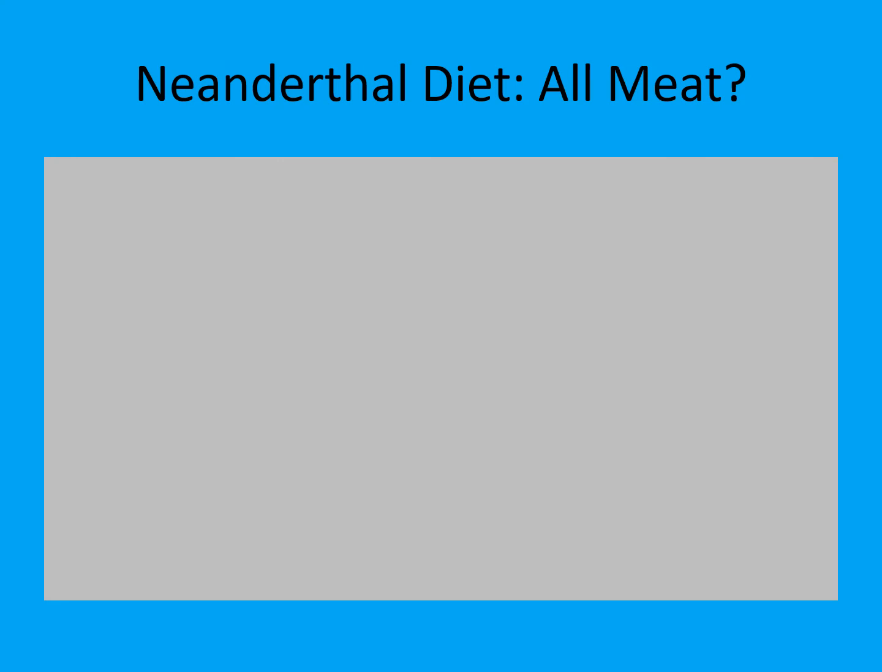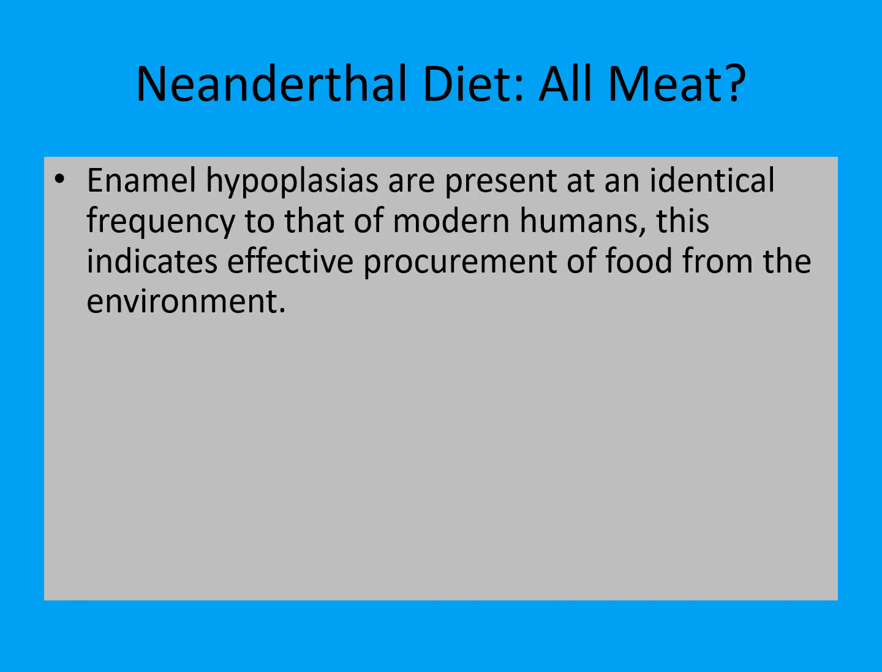So the question was, did Neanderthals eat exclusively meat? When we do some of the nitrogen and carbon studies on them, it shows they have levels that are so high that they're similar to large predatory cats and large predators. But when we look at the teeth, we notice that enamel hypoplasias are present at an identical frequency to that of modern humans, right? This indicates effective procurement of food from the environment.